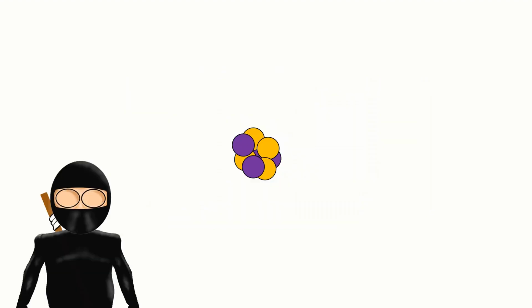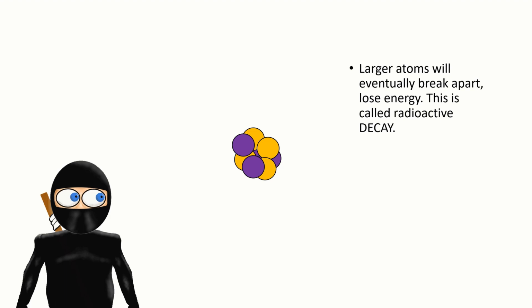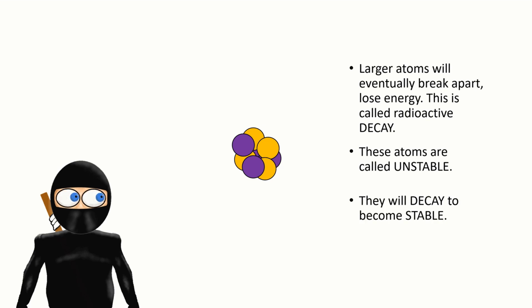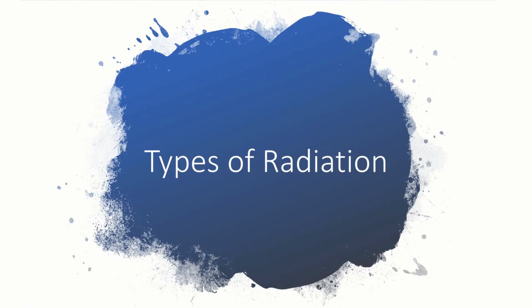So these larger atoms will break apart, and this process is called radioactive or nuclear decay. Because they're definitely going to break apart at some point, we call these nuclei unstable, and these unstable nuclei will decay until they become stable, and those internal forces balance each other out. So let's have a look at the radiations we'll come across in National 5. There are many different types of radiation, but the three main ones are alpha, beta and gamma. You need to know what each of them are made of and how they compare in size to each other.